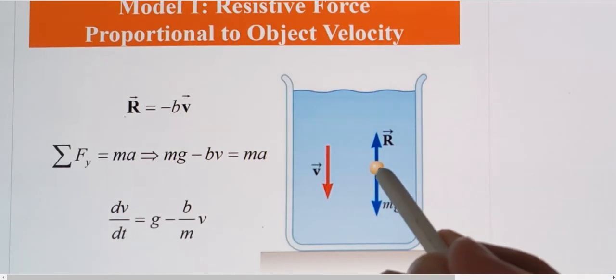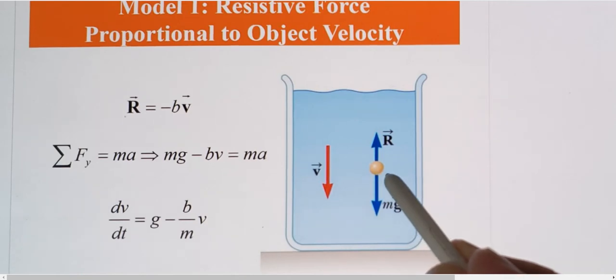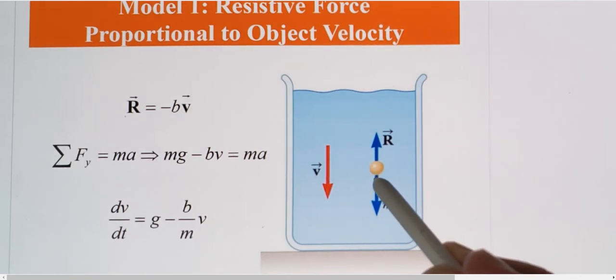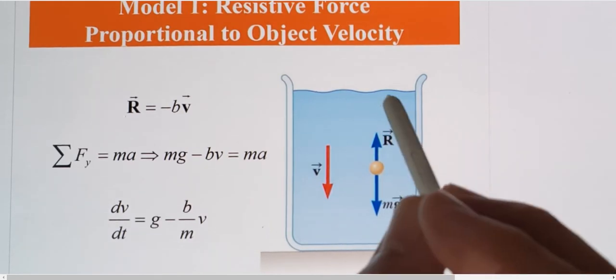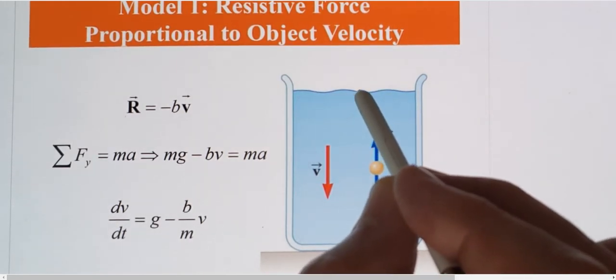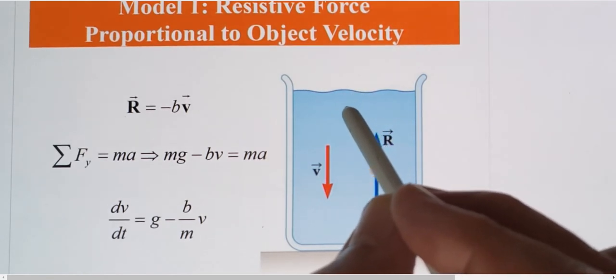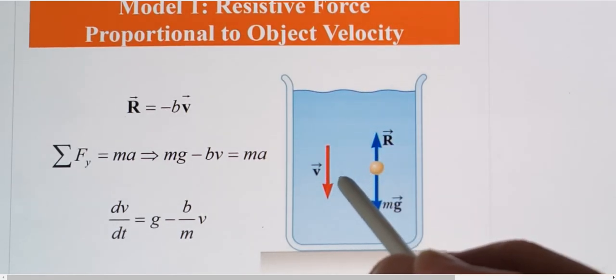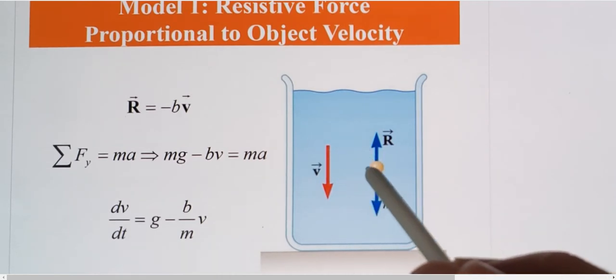So we start with a sphere or any kind of object shape, and we let it drop inside the liquid, so it will move due to gravity inside the liquid.